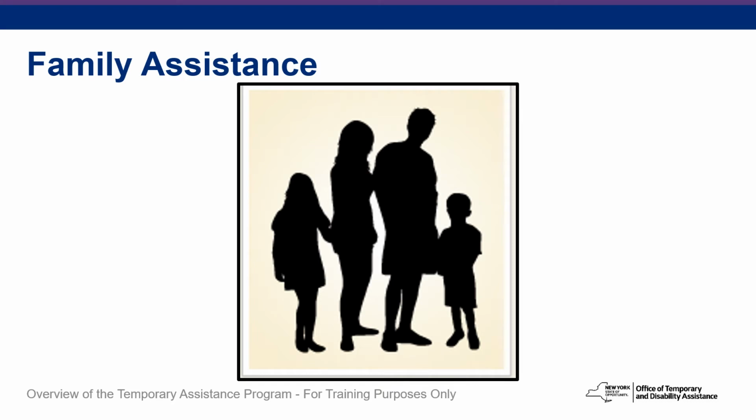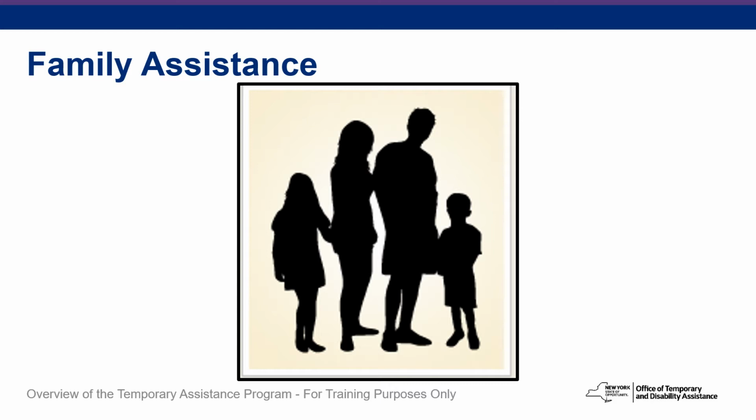As previously mentioned, there are different types of TA. Family assistance provides cash assistance to eligible needy families that include a pregnant individual or a minor child living with parents or a caretaker relative. Adults who are eligible for family assistance are limited to receiving benefits for a total of up to 60 months in their lifetime. Adults may qualify for a time limit exemption when a household member has a verified physical or mental impairment.